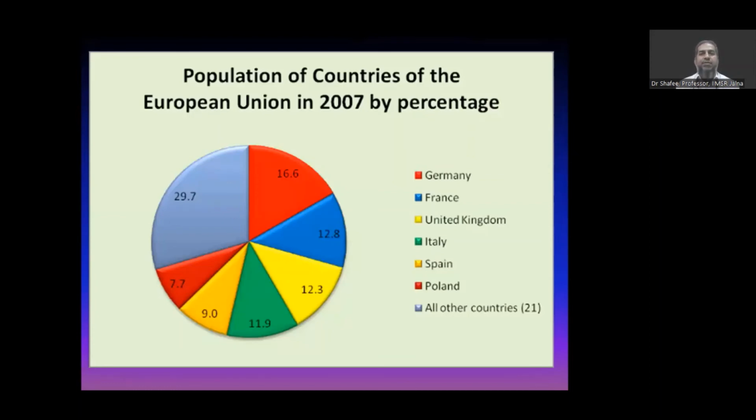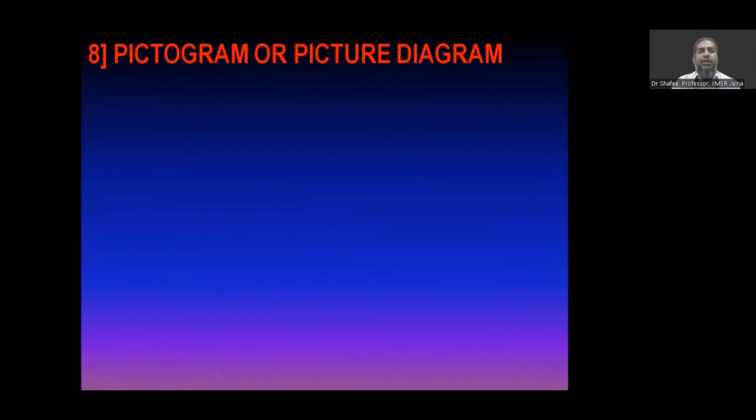In this type of diagram, you will be able to compare the observations between 2, 3, or 4, 5 variables just by showing them in a circle. So this is called the pie diagram.